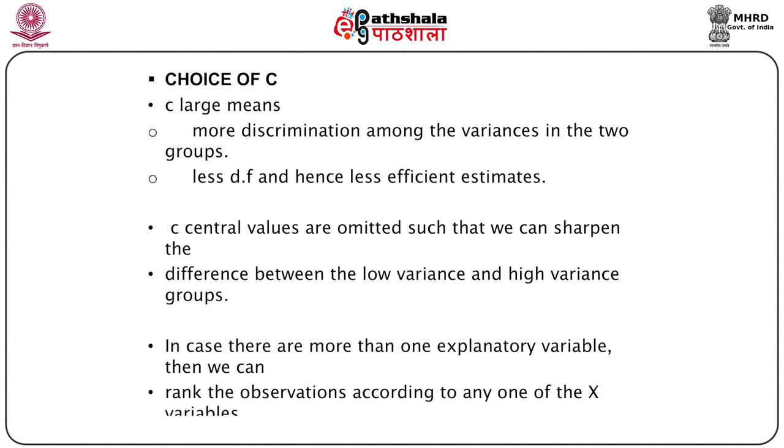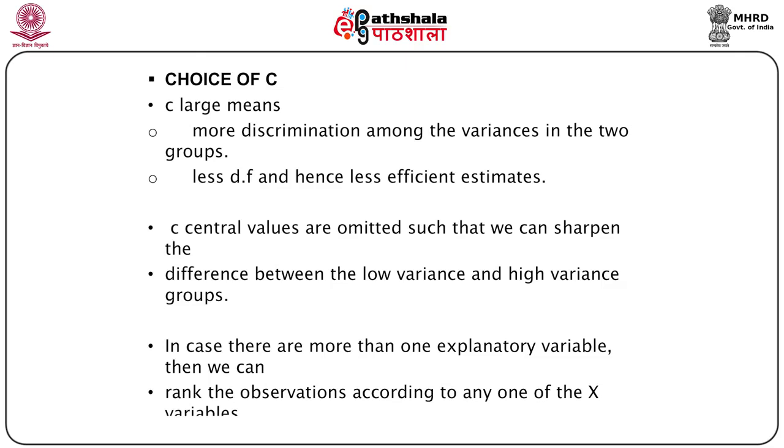Now, in performing the Goldfeld-Quandt test, we first need to fix the value of C, where C is the number of observations that we delete from the center of our arranged dataset. For the choice of C, if we choose C to be very large, it means that more discrimination among the variances in the two groups of the dataset is possible. But C being large also means fewer degrees of freedom for the two remaining sets of data that we use to perform the test, and hence less efficient estimates of the parameters.